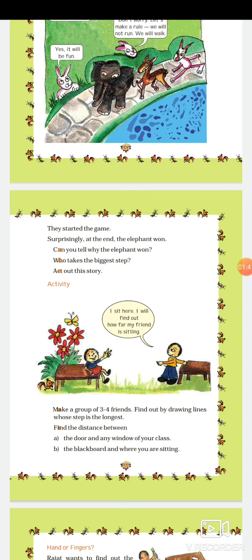So suppose you are sitting in a room or in a classroom, you find three or four friends and you make a distance, the longest distance you should sit, and then you start to find whose step is the longest one. Then find the distance between the door and any window of your class. So you think of your class, the distance between the door and the window. You have to tell how many steps or how many hands. So like that you have to measure randomly.